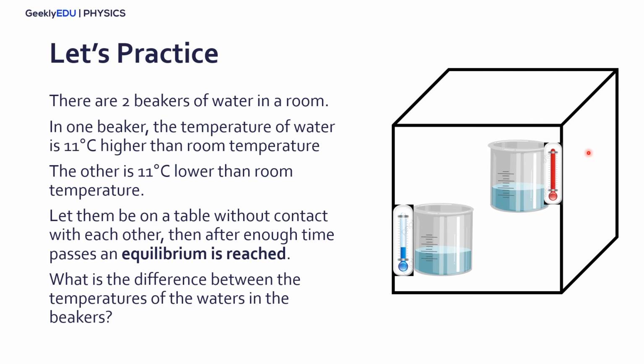Well, if you remember the concept of thermal equilibrium, you know that there are no differences between the temperatures of the beakers. They will all be at the same temperature. And this temperature will also be the room temperature. Because if you have two objects in thermal equilibrium with the room, it means they are all at the same temperature.